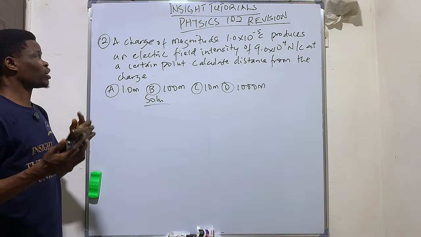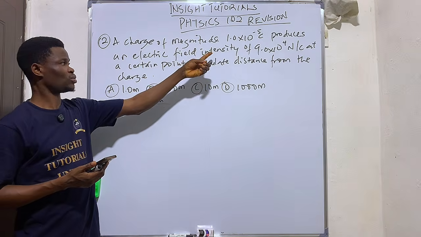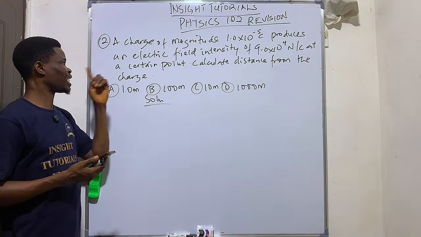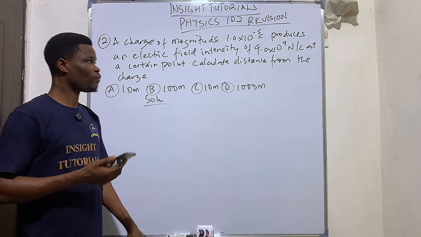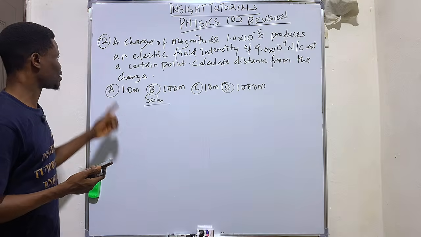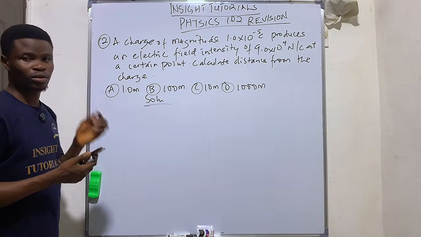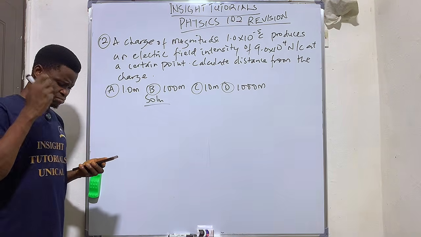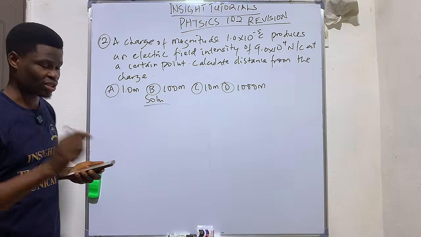All right, question 2. We're told that a charge of magnitude 1.0 times 10 to the power of minus 5 coulomb produces an electric field intensity of 9.0 times 10 to the power of 4 Newton per coulomb at a certain point. Calculate the distance from the charge. So this is actually a question from electrostatics, and it is drawn from electric field due to a point charge.